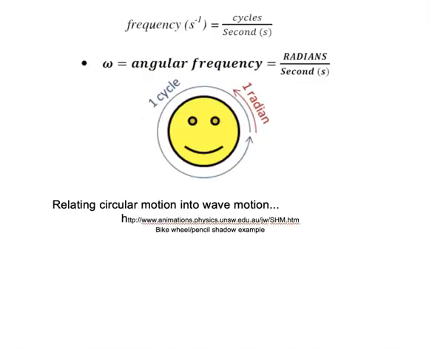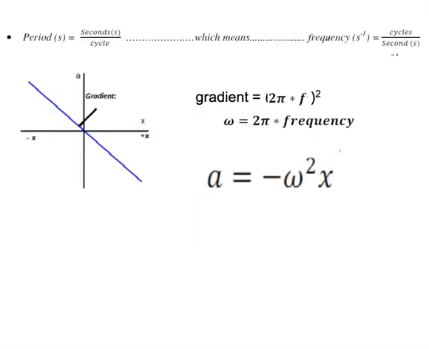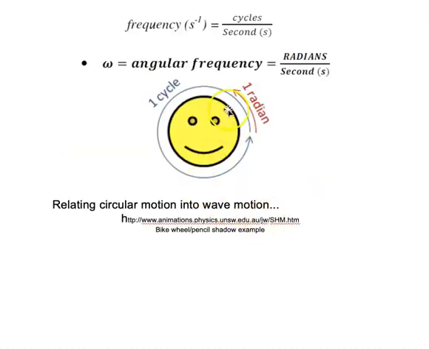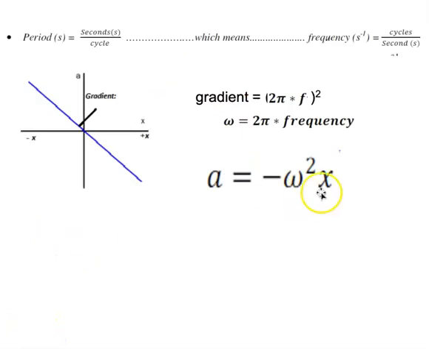And so we can even connect to circular motion and say that, if we think about simple harmonic motion as a cycle, as the object bobbing up and down and up and down, we can relate that as the acceleration is equal to negative omega, this angular frequency, squared, times the displacement.